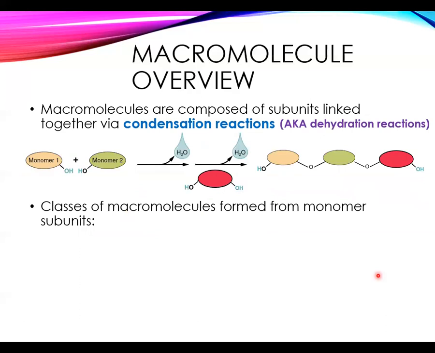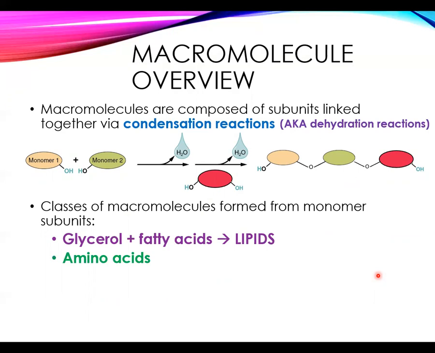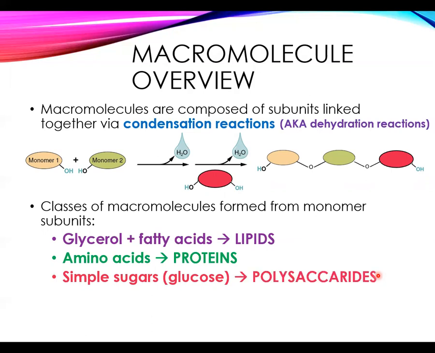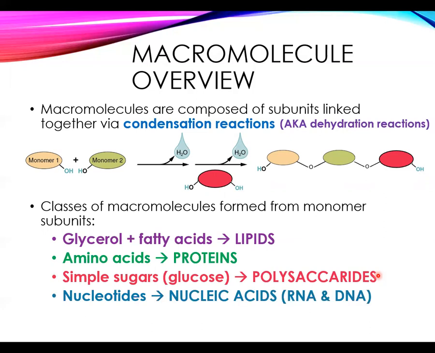All right, what are the classes of macromolecules and what are the subunits that they're formed from? If we take glycerol and fatty acids, that's how we make lipids. If we link together amino acids, we make proteins. If we take simple sugars like glucose and link those together, we get polysaccharides. And finally, if we take nucleotides and assemble them in a chain, we get nucleic acids, RNA and DNA.